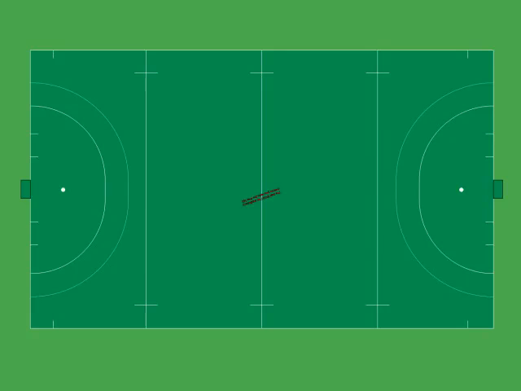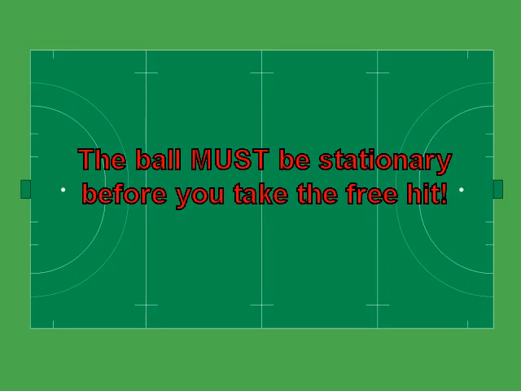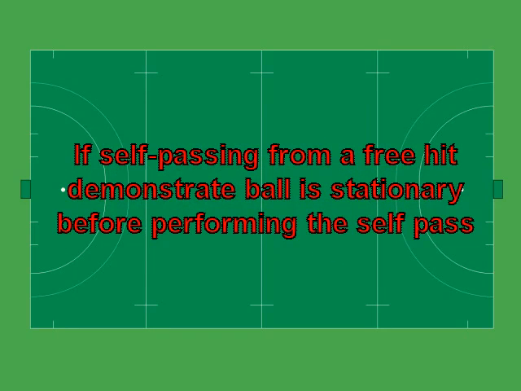Firstly, the ball must be stationary before taking the free hit. If you're going to self-pass from the free hit, it is important that you demonstrate the ball is stationary before going through the motions of a free hit.